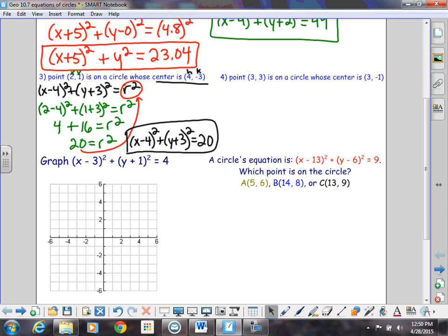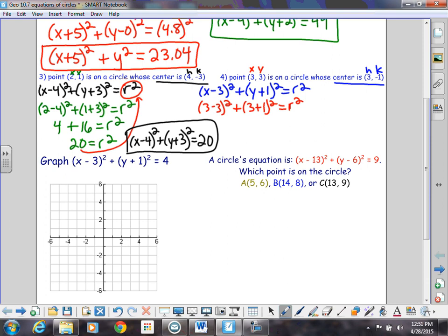All right, we're going to start off by writing our original equation. Here's our center, so this is my h and k. So I'm going to write x minus 3 squared plus y plus 1 squared equals r squared. Again, they didn't give me the r. I'm going to use this point as my x and y. I'm plugging that in for x and y. So 3 minus 3 squared plus 3 plus 1 squared equals r squared.